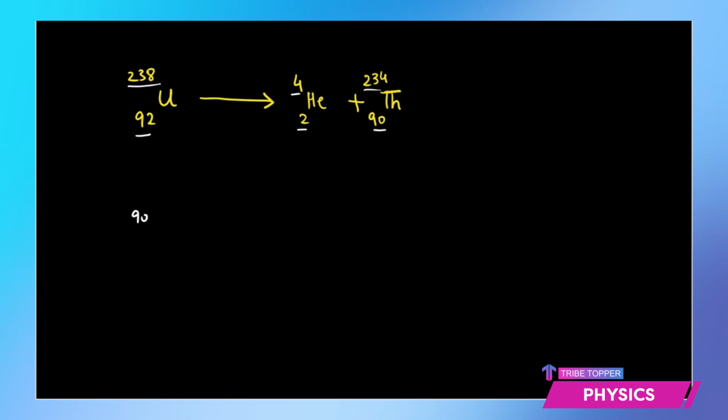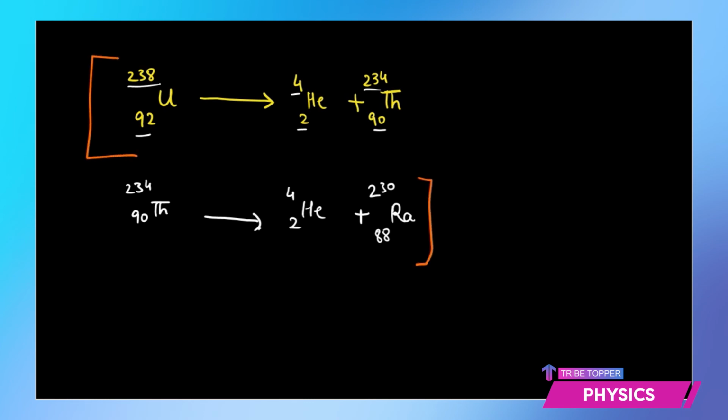This 90 thorium 234 is still unstable and it will undergo one more alpha decay. So you will have 2He4 released again and you get a new nucleus, radium, which is 88 radium 230. That means your uranium 92U238 finally changes to 88 radium 230 by subsequent emissions of 2 alpha particles. The first alpha particle emission gives you 90 thorium 234. The next alpha particle emission gives you, from 90 thorium 234, 88 radium 230.